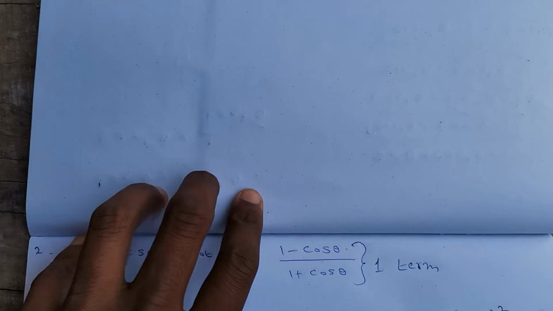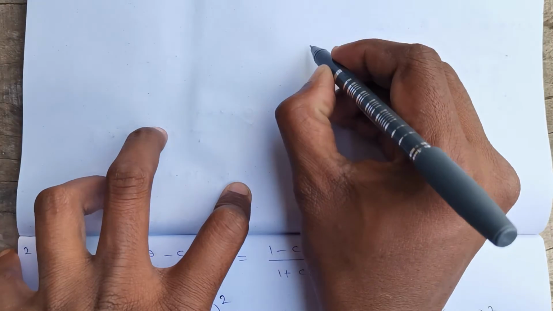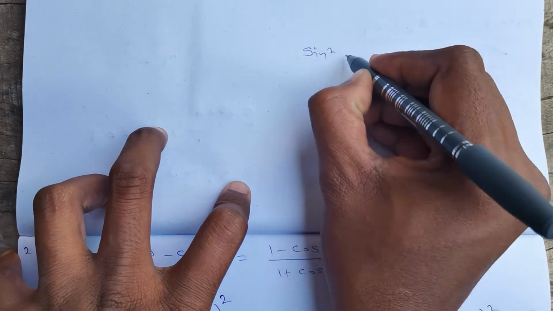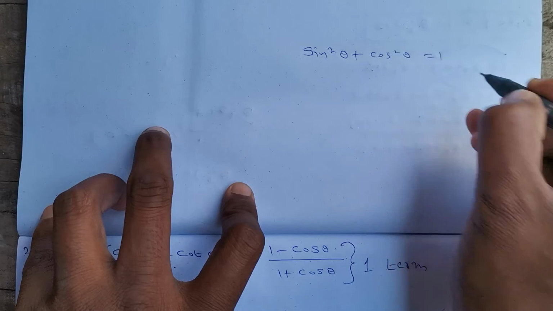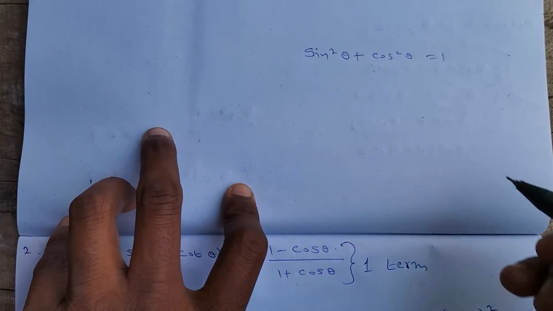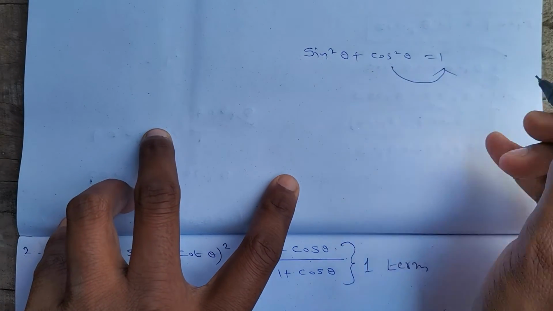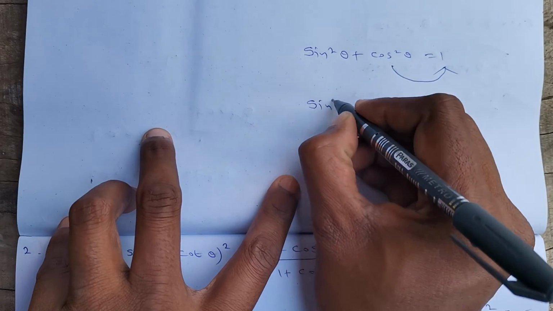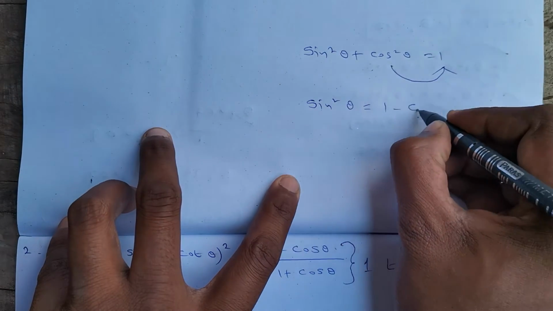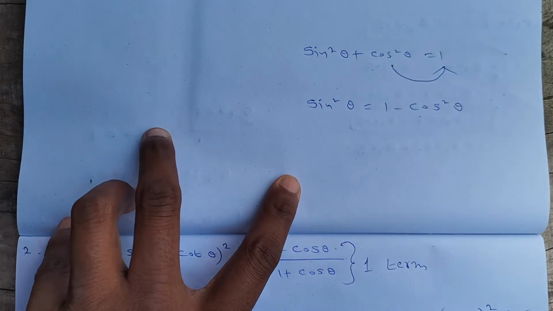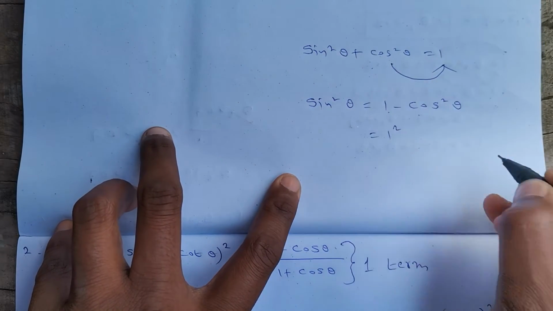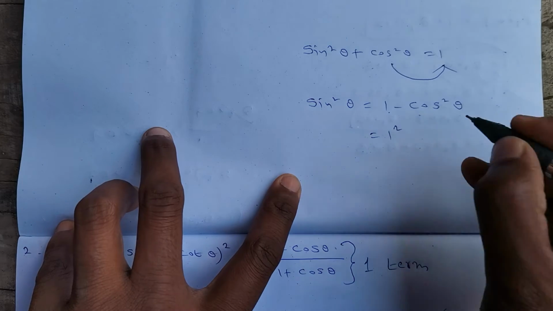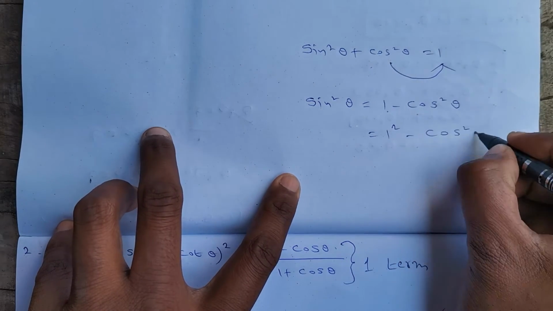So we have the first identity, sin square theta plus cos square theta is equal to 1. In this case we want sin square theta, that's why I am taking cos square theta to the right side. So we get sin square theta is equal to 1 minus cos square theta. Now this 1 can be written as 1 square, because 1 square is also 1 only, minus cos square theta.